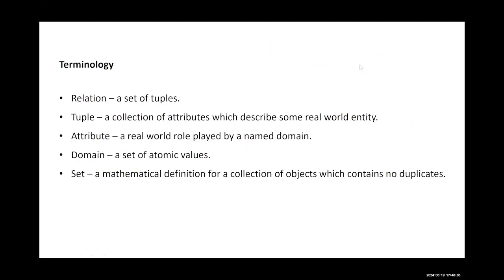Before getting on to learning in depth about relational algebra, let us see certain terminologies used in relational algebra. First, we are going to be using the term relation. A relation is nothing but a set of tuples. Now, what is a tuple? A tuple is nothing but a row. So a set of tuples, in normal terms we call it a table. That itself, in relational algebra terms, I am going to call a relation.